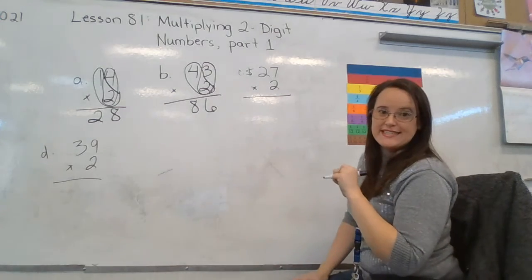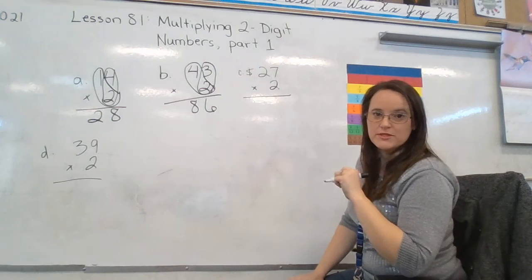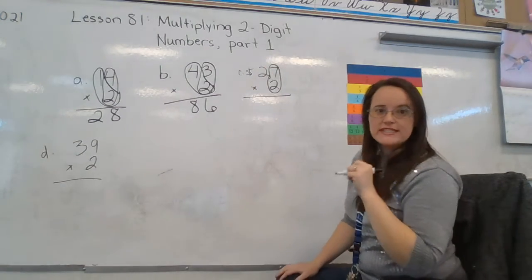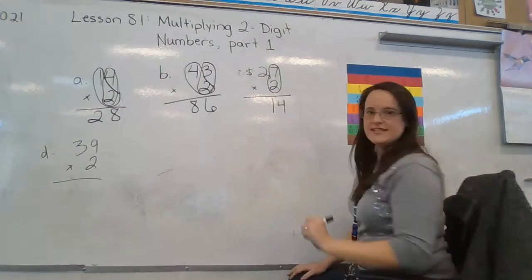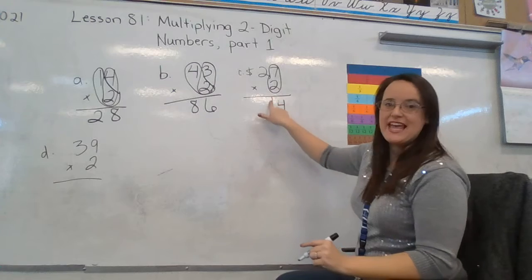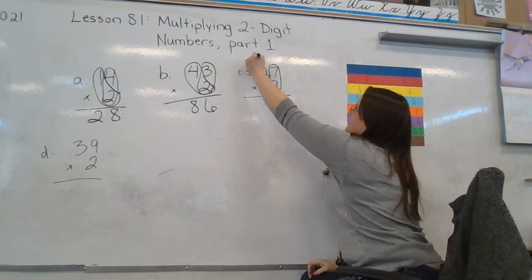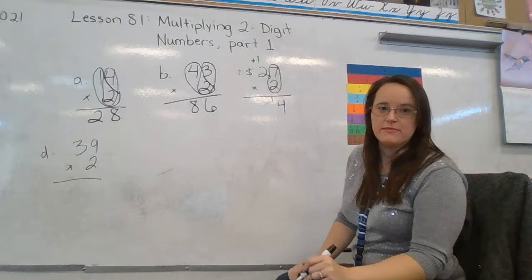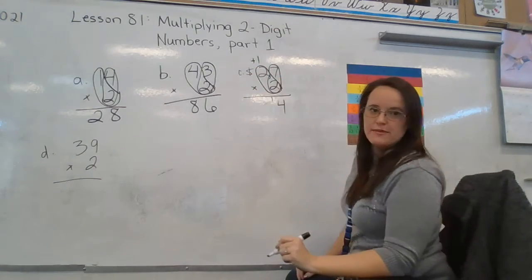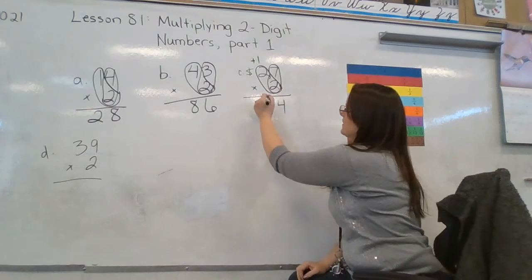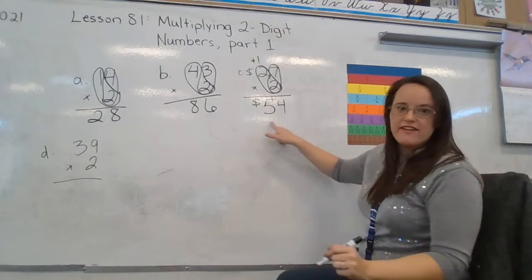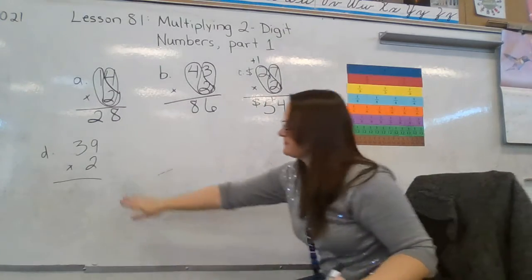Now we're doing $27 times 2. Multiply our ones place. 7 times 2 is 14. Do I write the answer like this? No, remember we have to carry that 10. We're going to have to add it to our tens place. So we write a +1 up there. Then we multiply our tens. 2 times 2 is 4, +1. So you should have $54.